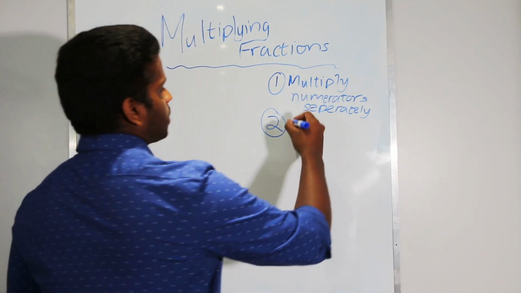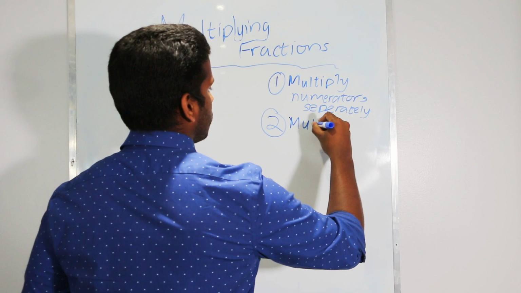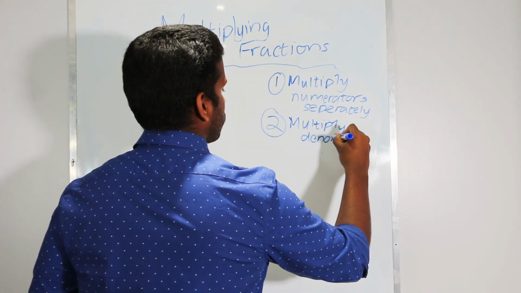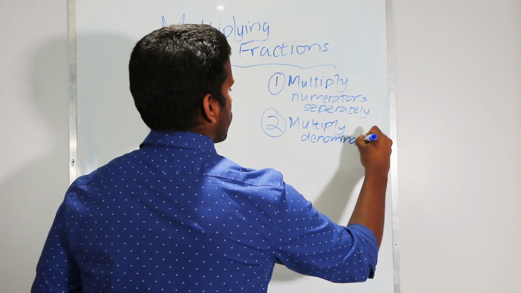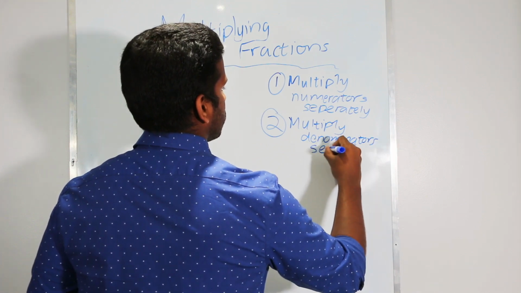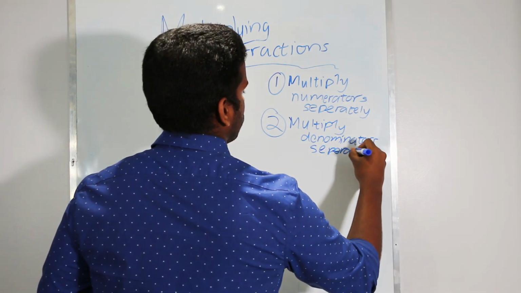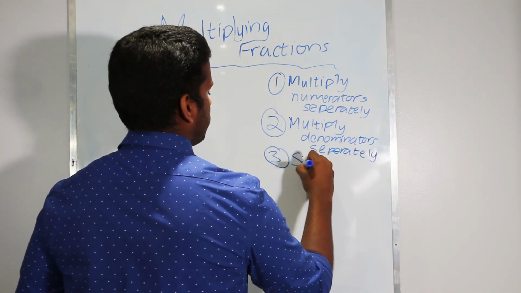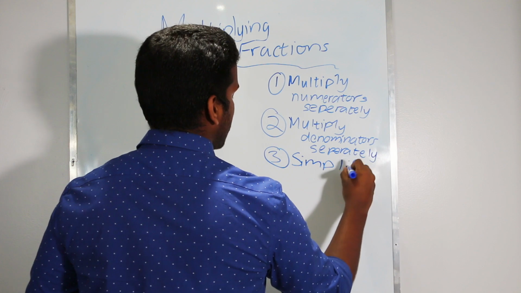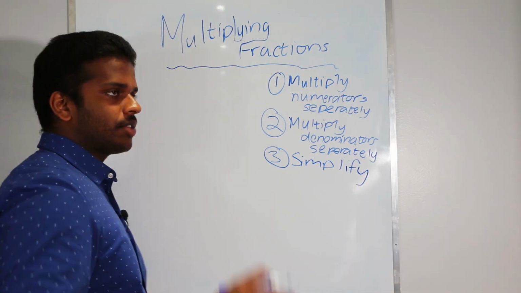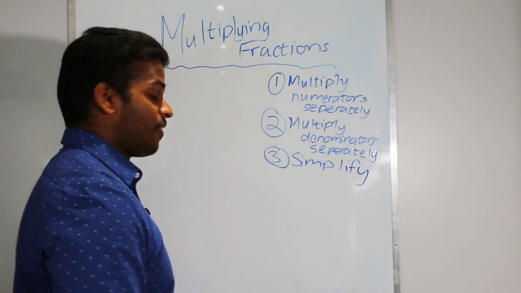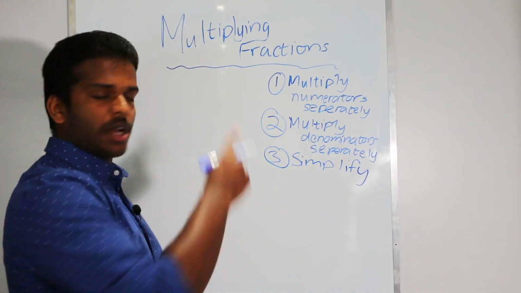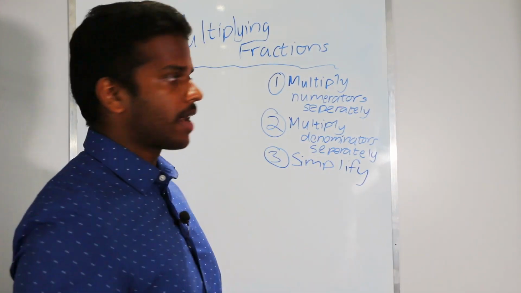So multiply numerators separately, multiply denominators separately, and then simplify. So remember, always at the end of any fraction question, simplify if you can. And if you haven't already seen my simplifying video, I'll leave it in the description below, and a card will come up on the right so you guys can check it out later.